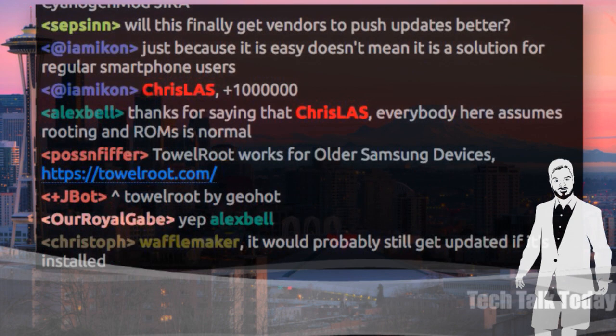Not sure if this has been said, but also some people who know about it probably won't do it for a new-ish phone because they're worried about voiding something. There's always that. There's always that.